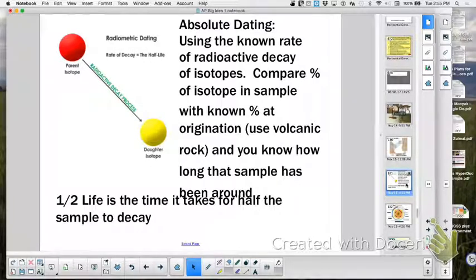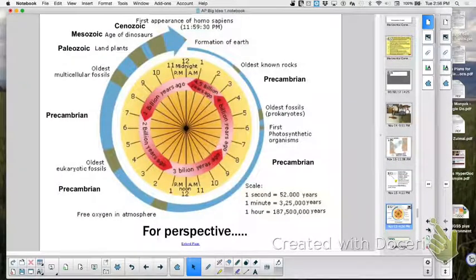So to really know the age, it's how fast does it break down, how much would I have expected if it was new as of today, and how much is left over. So then from that, we look at the geologic time scale, right? Formation of the Earth, all of this time is Precambrian. Still Precambrian, 10 o'clock at night is Paleozoic. Yes.